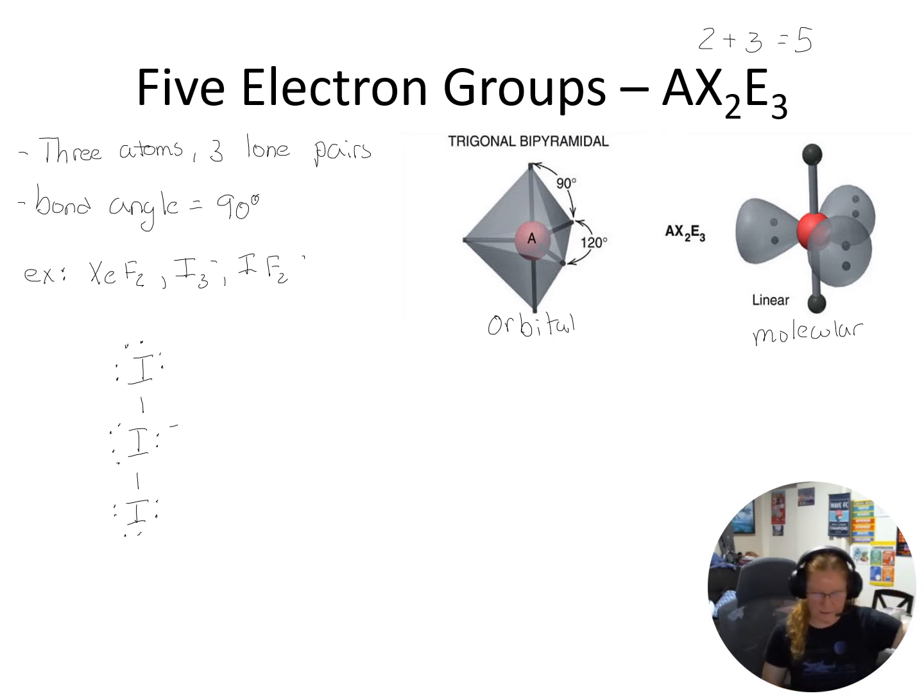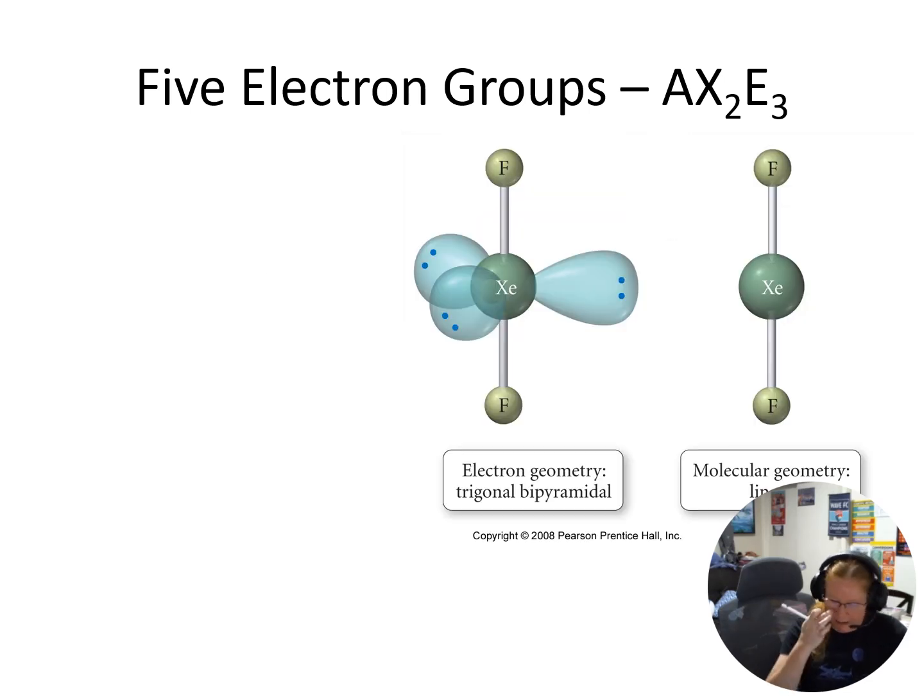And then it's a -1 formal charge on that central iodine. Okay? All right, so once again, how do we represent this three-dimensionally? Okay, so here is that xenon difluoride. So I'm going to put my fluorines like that.